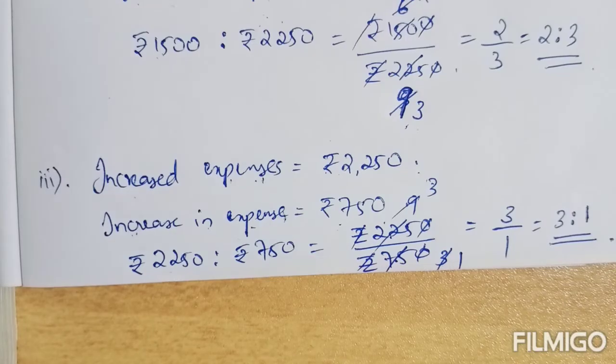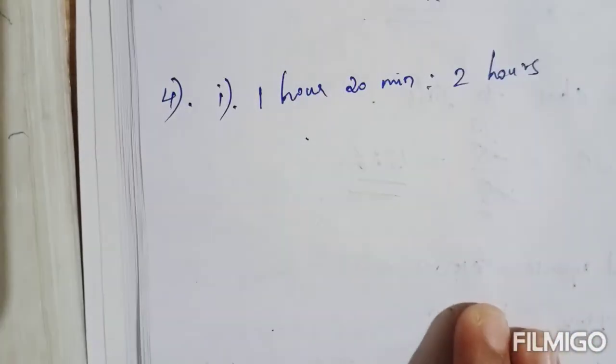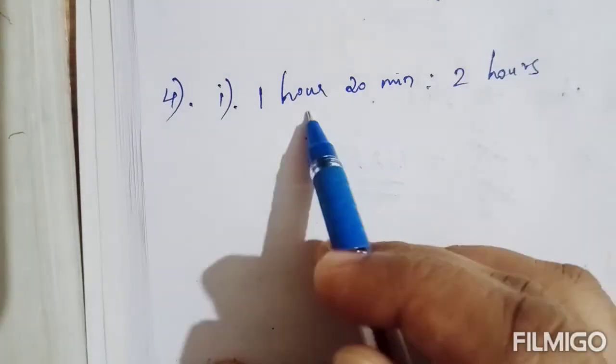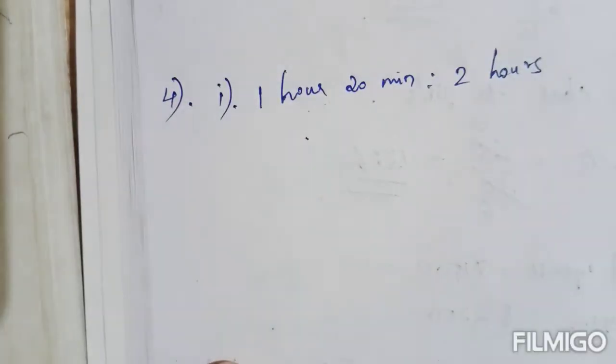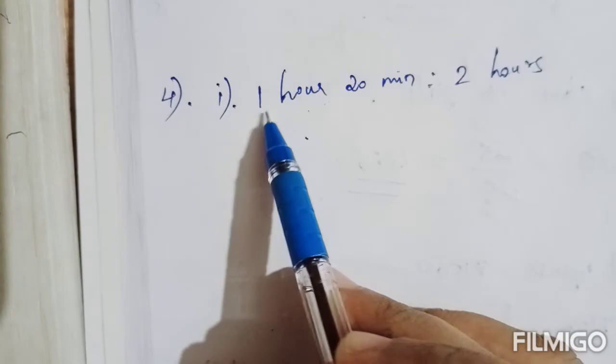Okay. Fourth question, reduce each of the following ratios to their lowest terms. In that, first one, 1 hour 20 minutes is to 2 hours. So you have to write this ratio in its lowest terms. Here you can see this is 1 hour 20 minutes, given in hours and minutes, and the second quantity is given in hours. So if we want to find the ratio of two quantities, then the two quantities should be of the same kind and of the same unit.